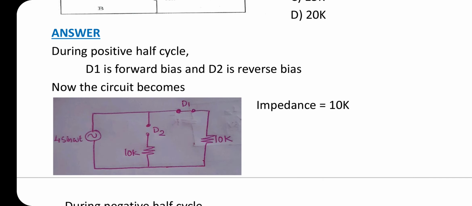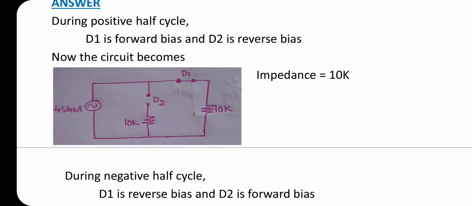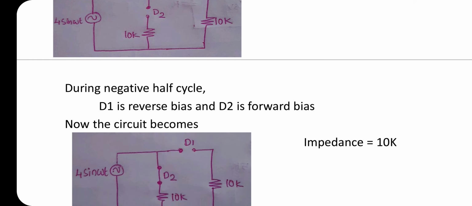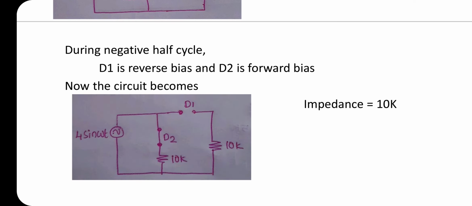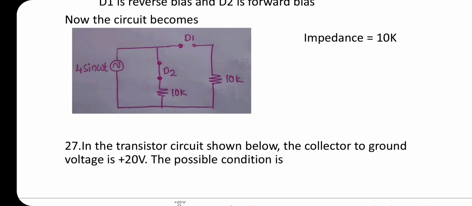During positive half cycle, D1 is forward biased and D2 is reverse biased. Now the circuit becomes like this. Therefore, the impedance equal to 10K. During the negative half cycle, D1 is reverse biased and D2 is forward biased. Now the circuit becomes like shown here. Therefore, the impedance equal to 10K.